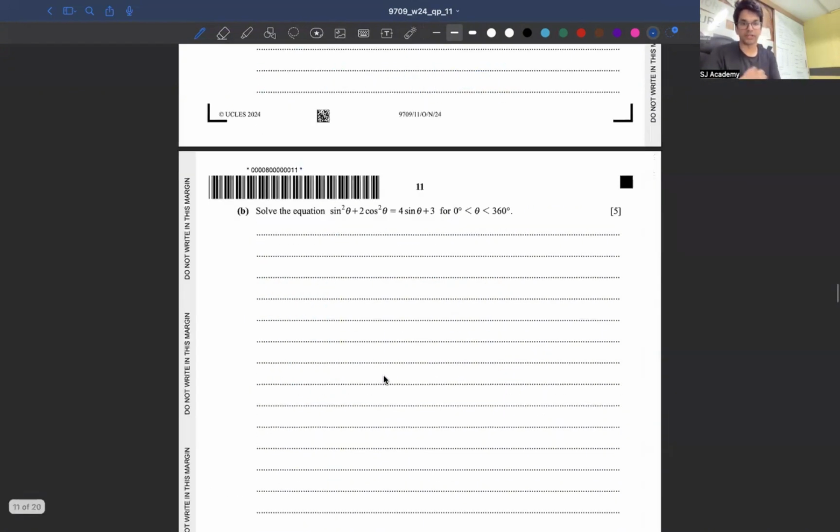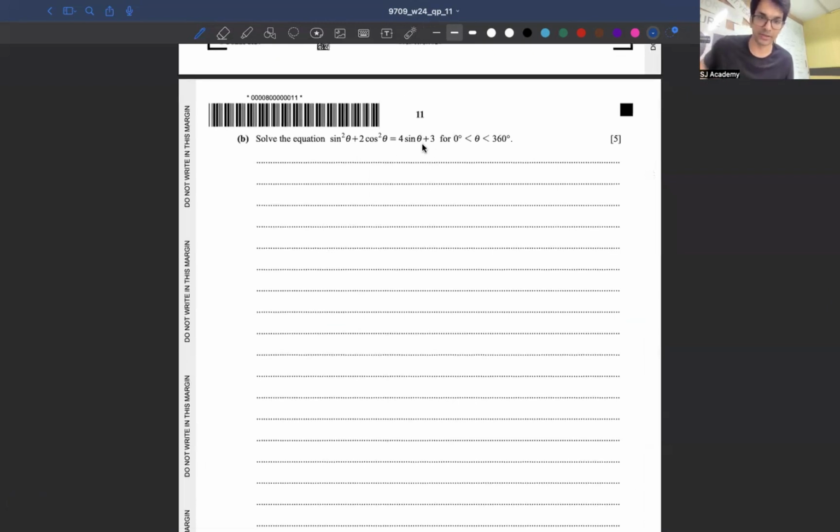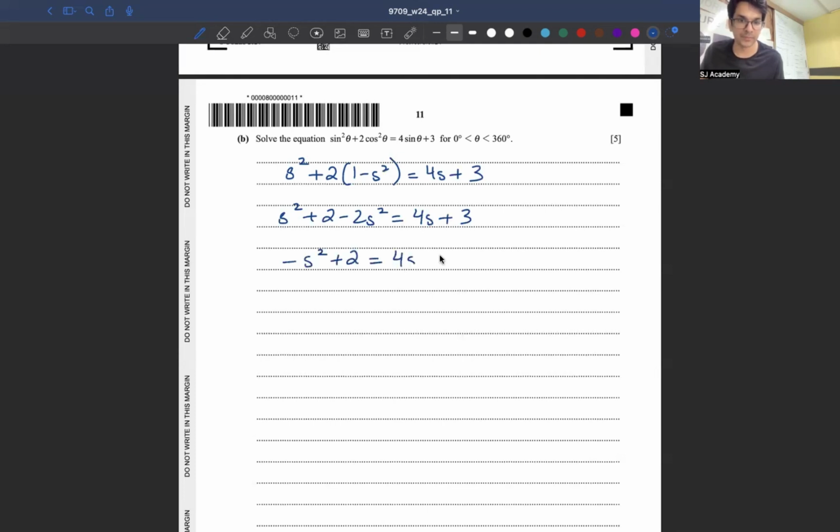In part B, it says solve the equation sine squared plus 2 cos squared equals 4 sine plus 3. As we have the expression in terms of sine and we have cos squared over here, in place of cos squared we can write 1 minus sine squared. So sine squared plus 2 times (1 minus sine squared) equals 4 sine plus 3. Simplifying, we get sine squared plus 2 minus 2 sine squared, so minus sine squared plus 2 equals 4 sine plus 3. Simplifying, we'll get sine squared plus 4 sine, and then 3 minus 2 will become minus 1, equals 0.